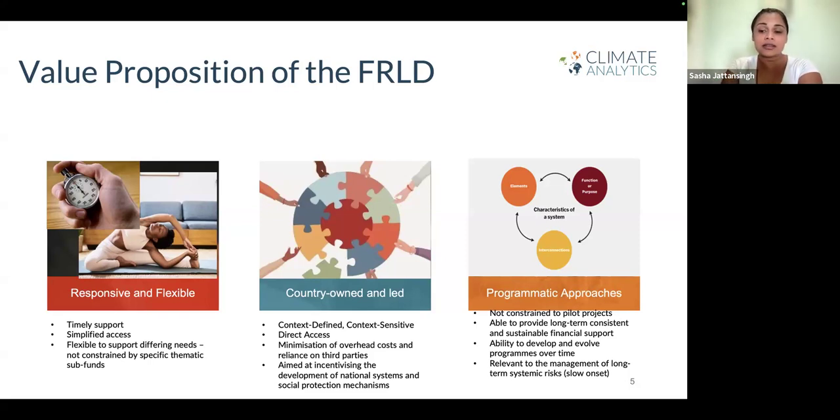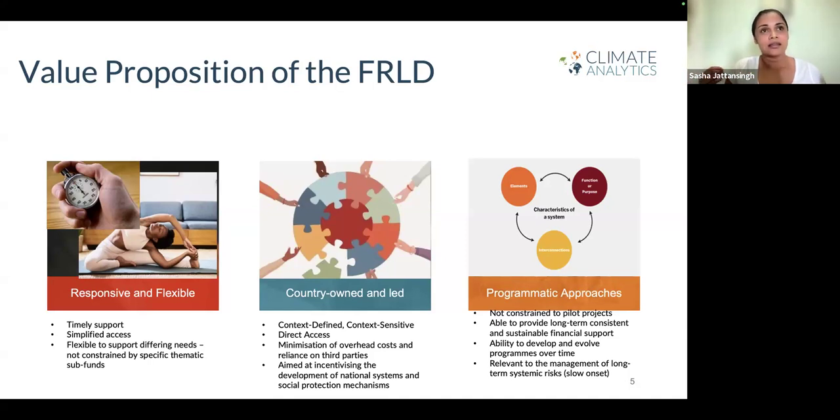Also looking at programmatic approaches. So, looking at more long-term support for loss and damage, consistent and sustainable financial support rather than just project by project basis. Because as you know, loss and damage doesn't happen on a project basis. It continues. Climate change impacts happen long-term, regardless of whether the project finishes. We still have to continue this sort of work. So it's looking at this long-term view of what is sustainable finance for climate action.